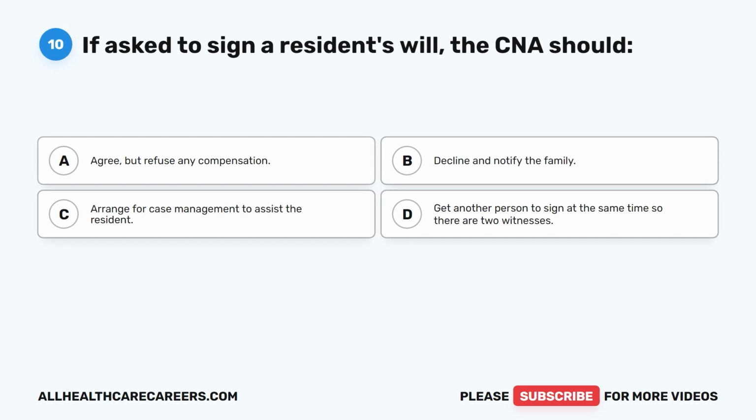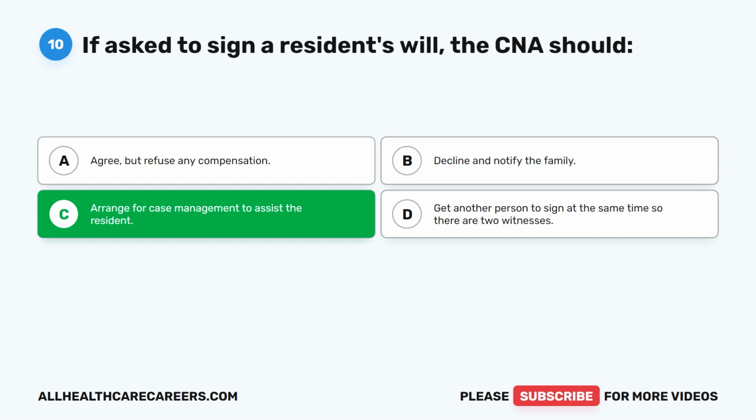Question 10. If asked to sign a resident's will, the CNA should A. Agree, but refuse any compensation. B. Decline and notify the family. C. Arrange for case management to assist the resident. D. Get another person to sign at the same time, so there are two witnesses.